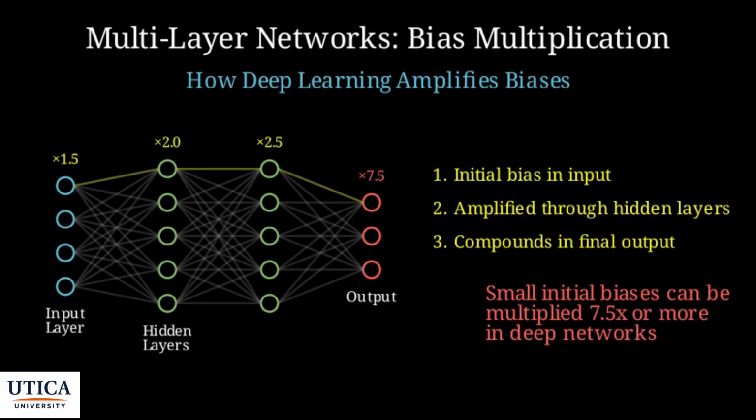Understanding this amplification effect is crucial to developing strategies to prevent bias in modern AI systems, especially in large language models where the effects can cascade through millions of parameters. This is why even small biases in our initial data or model can lead to significantly biased outputs in the final system.